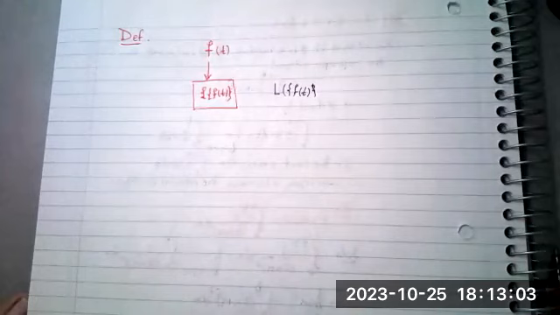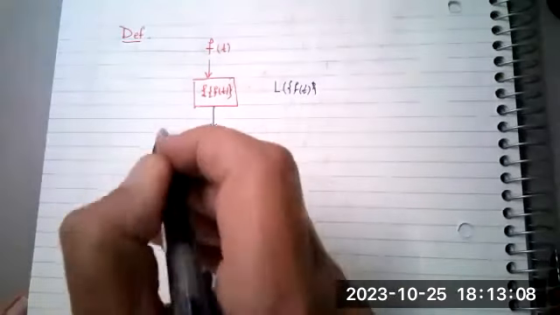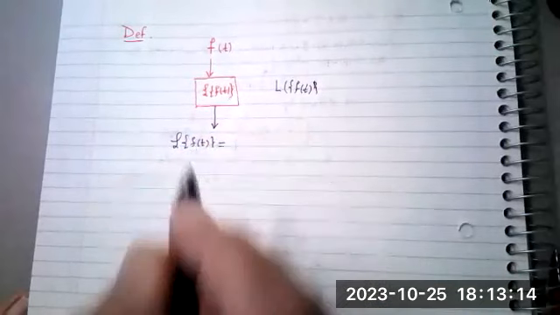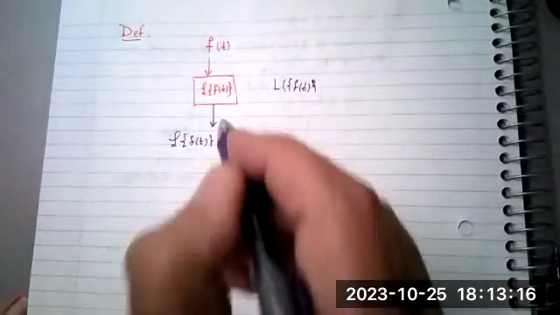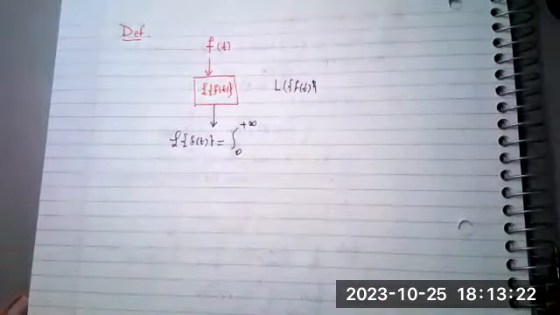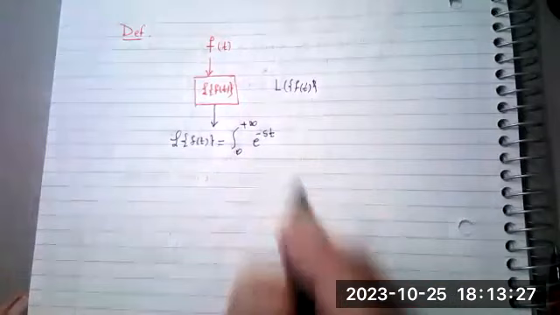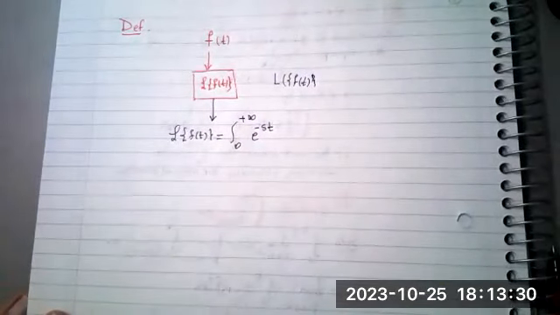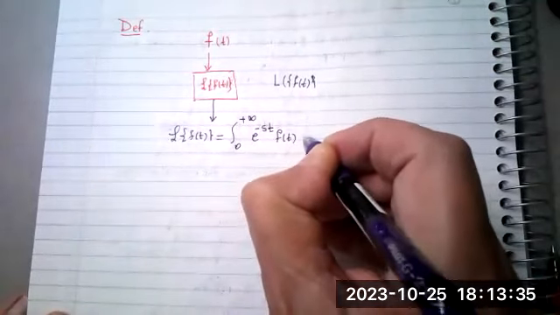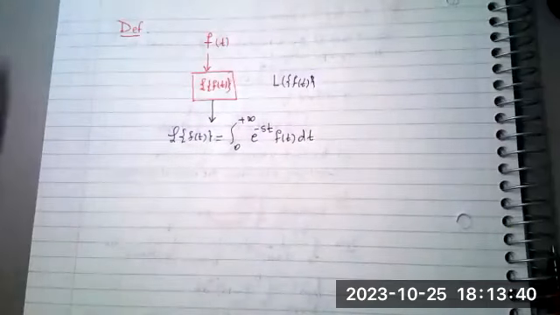So what's going to be the output? This is the Laplace formula. The Laplace of f of t is going to be an improper integral. The integral from 0 to positive infinity of e to the negative st, where that's a lowercase s that we're going to use, times f of t dt. That would be the definition of the Laplace transform.